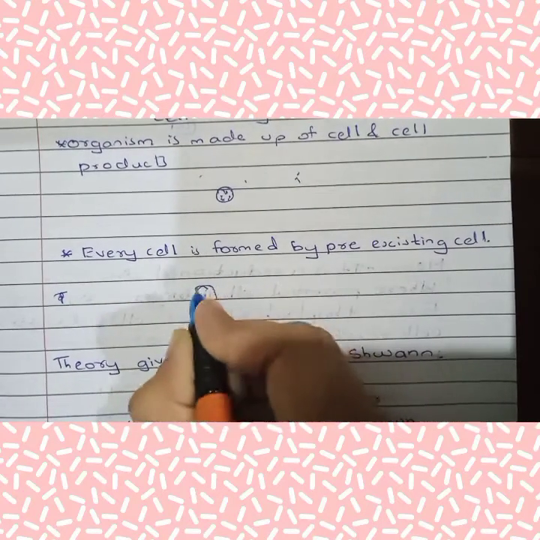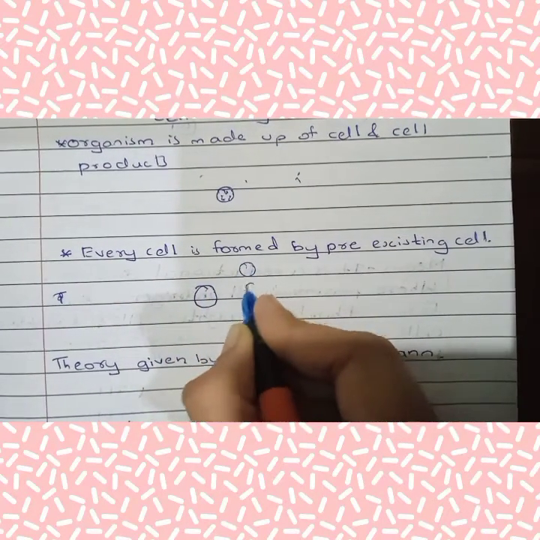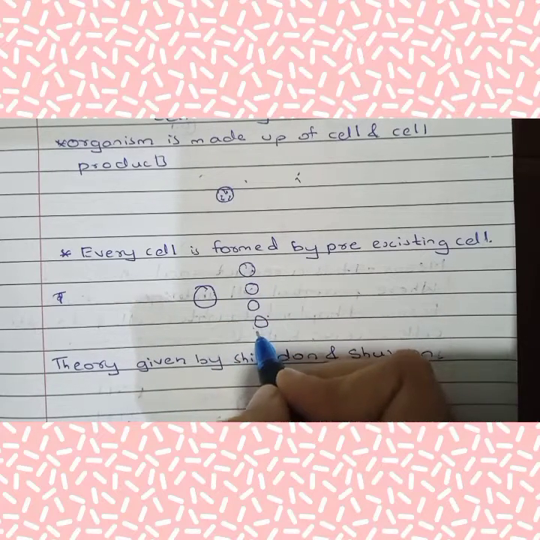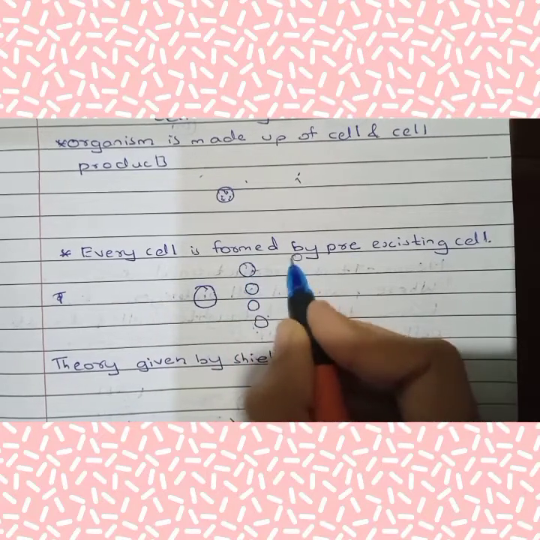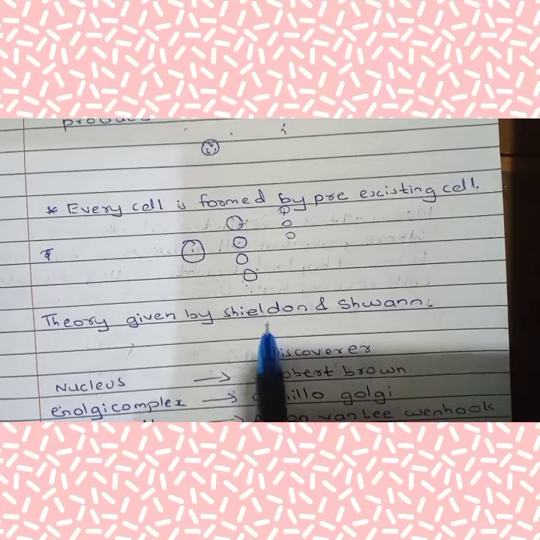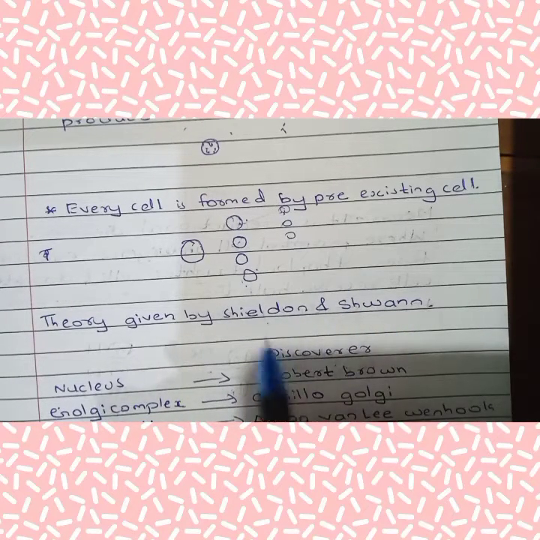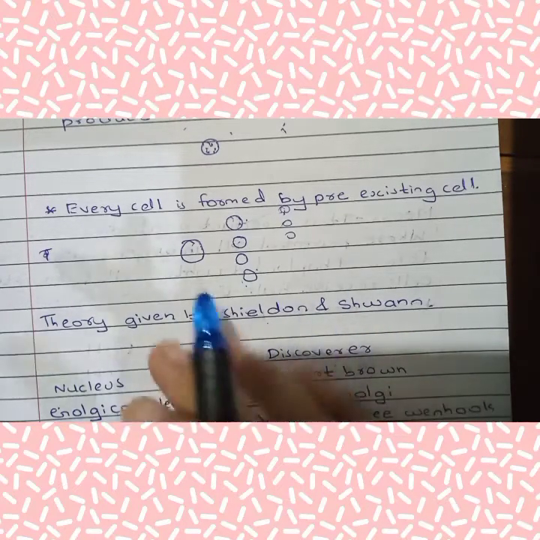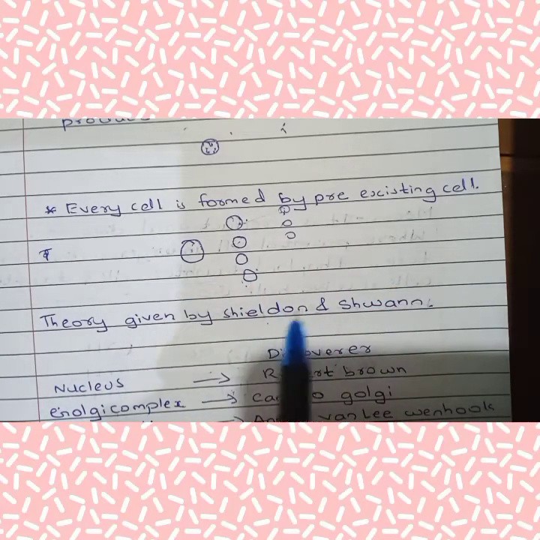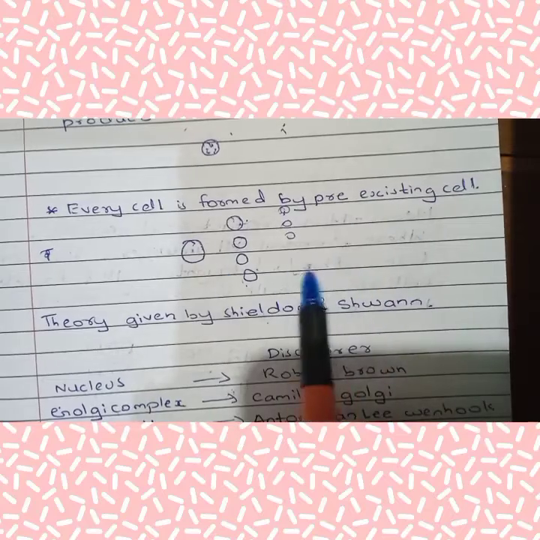Now, this is a cell. You have heard about cell division. It divides and forms more cells, and this cell divides again. So each cell is formed by a pre-existing cell. The theory was given by Schleiden and Schwann. They both did experiments, one in Britain and one in America, and they got the same results and found these things.